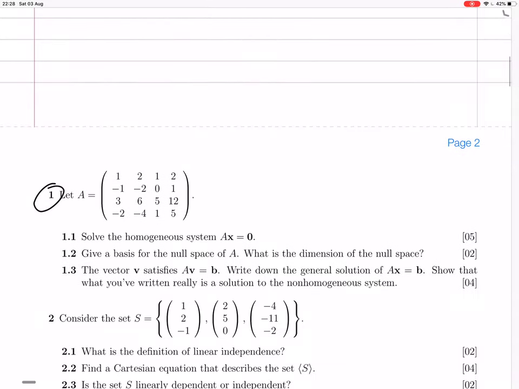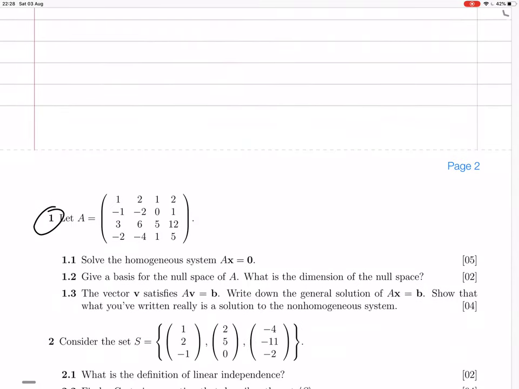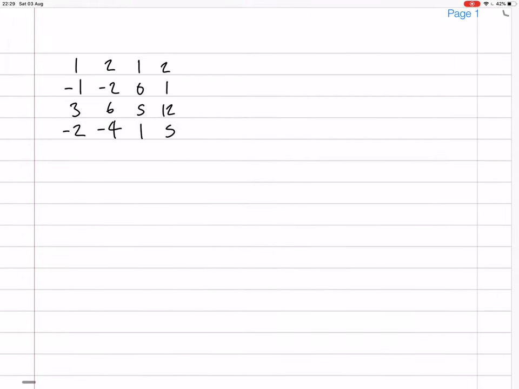1, 2, 1, 2. Minus 1, minus 2, 0, 1. 3, 6, 5, 12. Minus 2, minus 4, 1, 5.